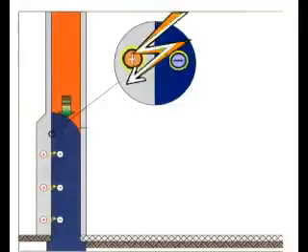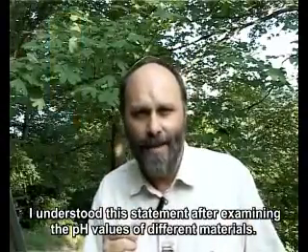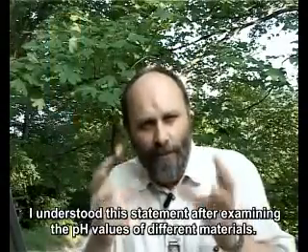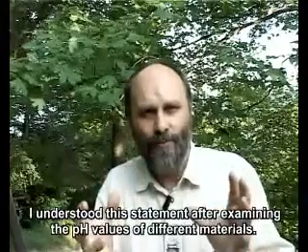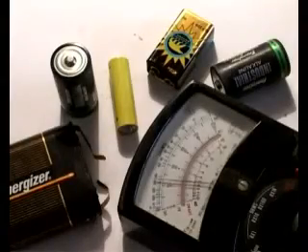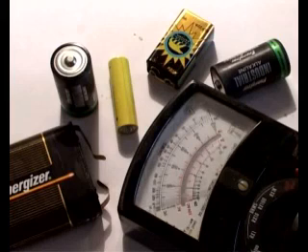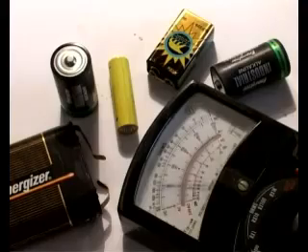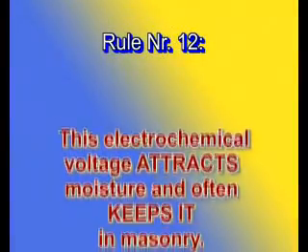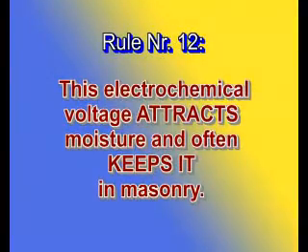I understood this statement after examining the pH values of different materials. Different materials, especially when walls are slightly moist, create a positive pole in one material and a negative pole in the other, like a battery. This obviously results in a measurable voltage. The higher the pH differences between materials, the higher the voltage. Rule number 12. This electrochemical voltage attracts moisture and often keeps it in masonry.